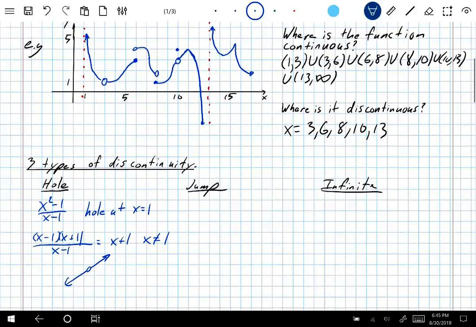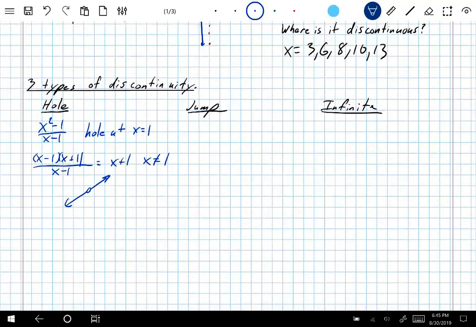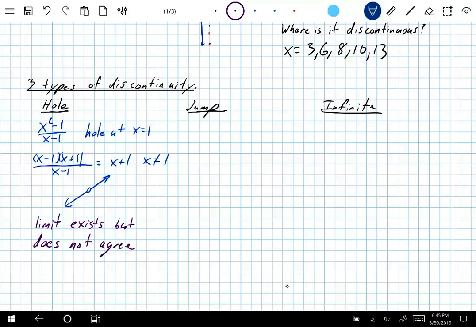And maybe you can find an example of that up in that graph. In fact, there's two examples, believe it or not. In one of them, the function is undefined. In the other one, the function is defined, but it's defined to be something different. Okay, so a hole, being a little bit more precise here, this is the case when the limit exists but does not agree with my function value.